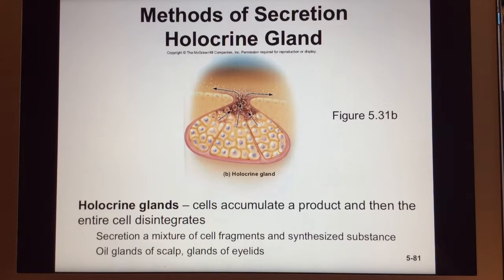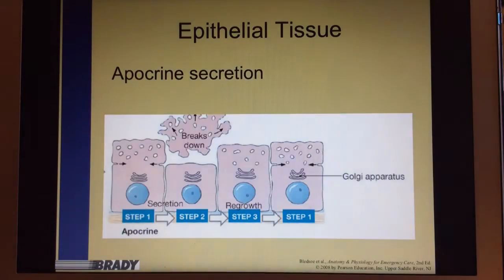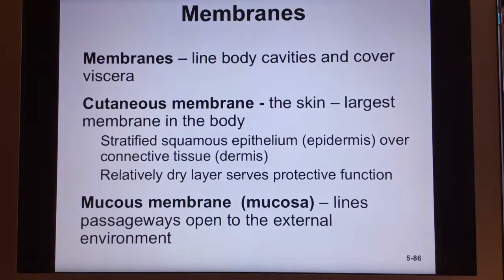And then another type is holocrine glands, where the cell accumulates the product and then the entire cell disintegrates. So some examples are your oil glands, glands in your eyelids. I'm going to fast forward here. I think we're going to get to all of this in the next chapter when we get to skin.